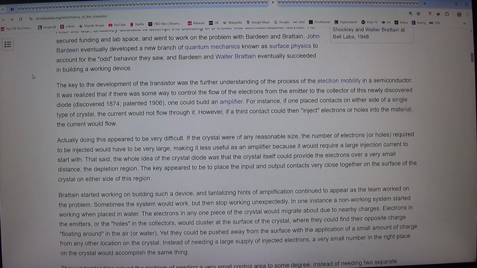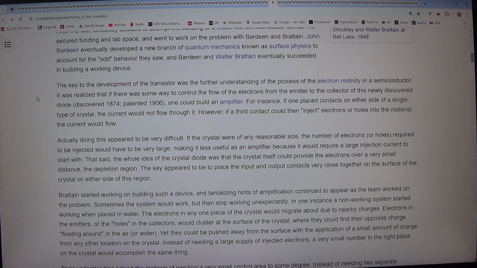The key to the development of the transistor was the further understanding of the process of the electron mobility in a semiconductor. It was realized that if there was some way to control the flow of the electrons from the emitter to the collector of this newly discovered diode, discovered 1874, patented 1906, one could build an amplifier.